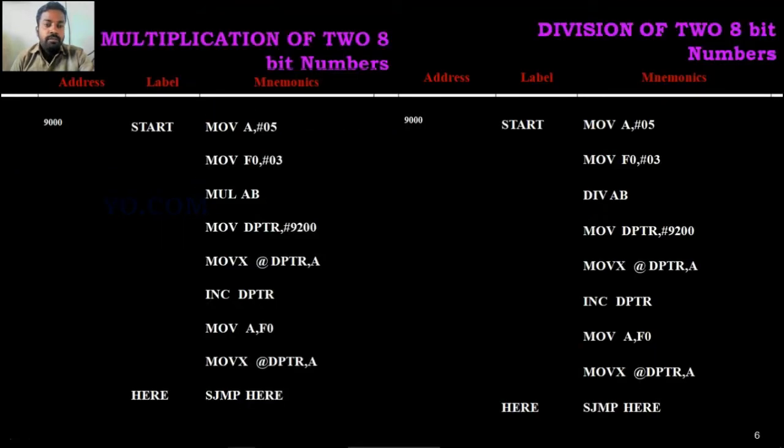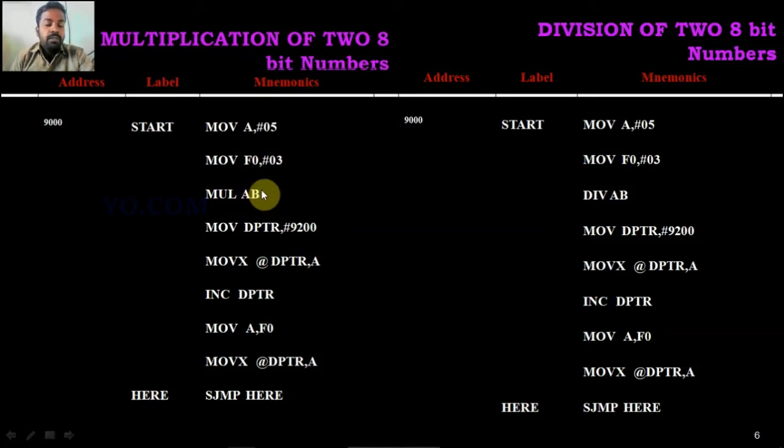Next one, the program for multiplication and division. In multiplication and division, the programs are the same, only one instruction differs. First we are going to see the multiplication of two 8-bit numbers. The first data is loaded into A register, second data loaded into B register. Actually B register is represented in the form of an address, if not indicated as B register. So we can use B also. But here they directly used the address of B register, that is F0. Then multiplication, MUL AB. Now the result is stored in A register and B register.